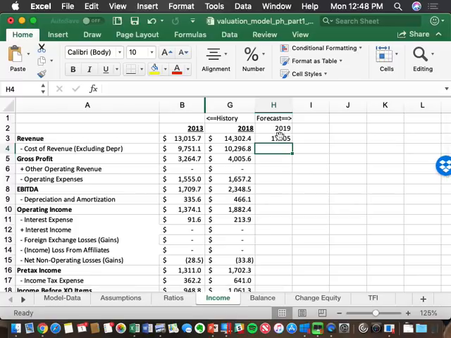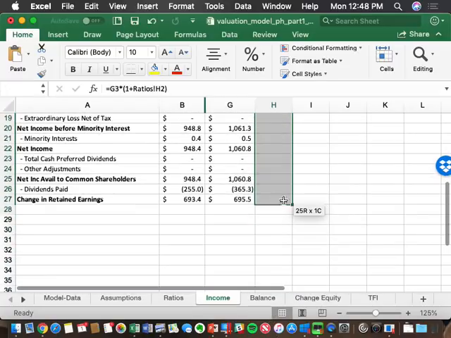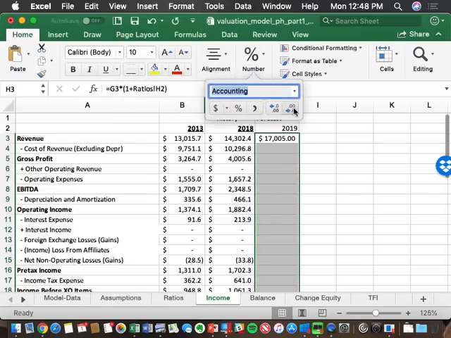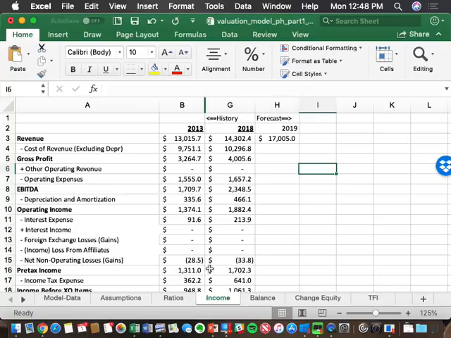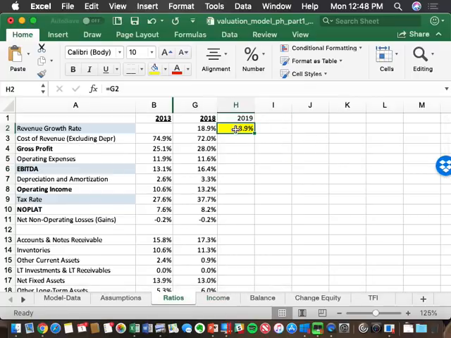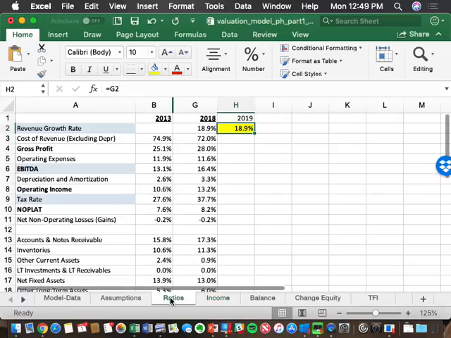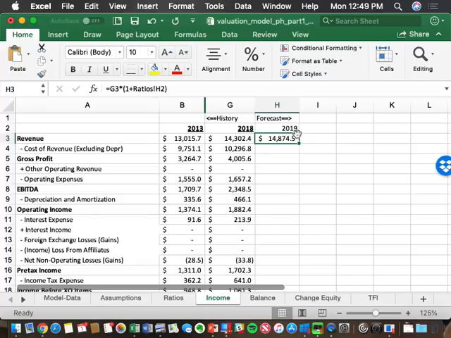So here's the point. And I'm also going to format all of this as dollars to 1 decimal place. So here's the point. If Parker Hannifin were to grow another 18.9% in 2019, its revenue would be a little over 17 billion, 17 billion and 5 million. Okay, so the ratio drives the number. I don't want you to do this, but here's an example. I don't think they're going to grow at 19%. So let's say that it's more realistic that they grow at, pick a number, 4%. Well, that's 14,874.5. So as we change the ratio, again, it will change the income statement.